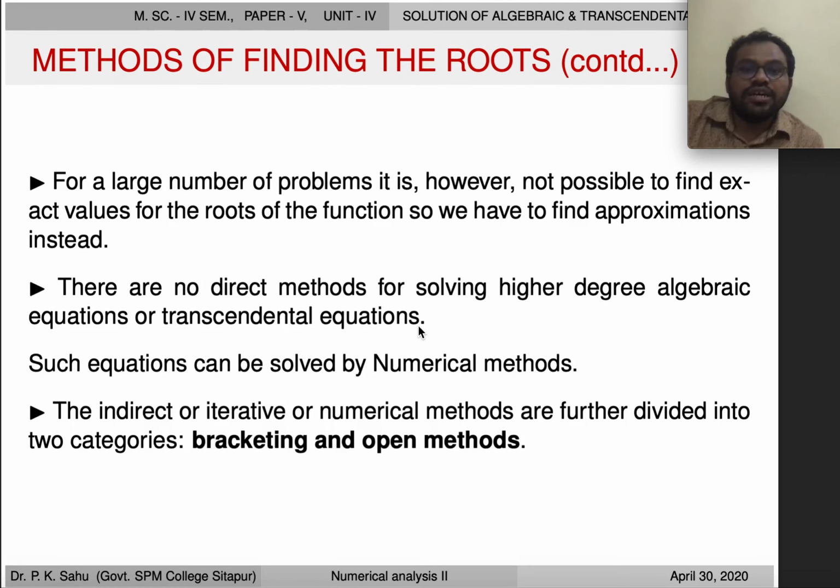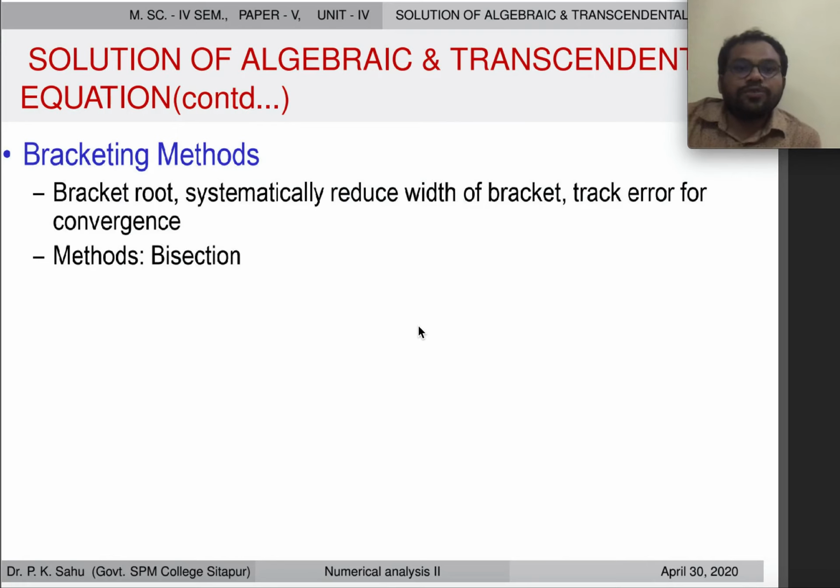Now, the numerical method is further divided into two categories. First is bracketing method and second is open method. Now we will see what are they. First is bracketing method. In bracketing method, we require two values and we bracket the root in between them. Then we systematically reduce the width of the bracket and track the error for convergence. The example of bracketing method is bisection method.